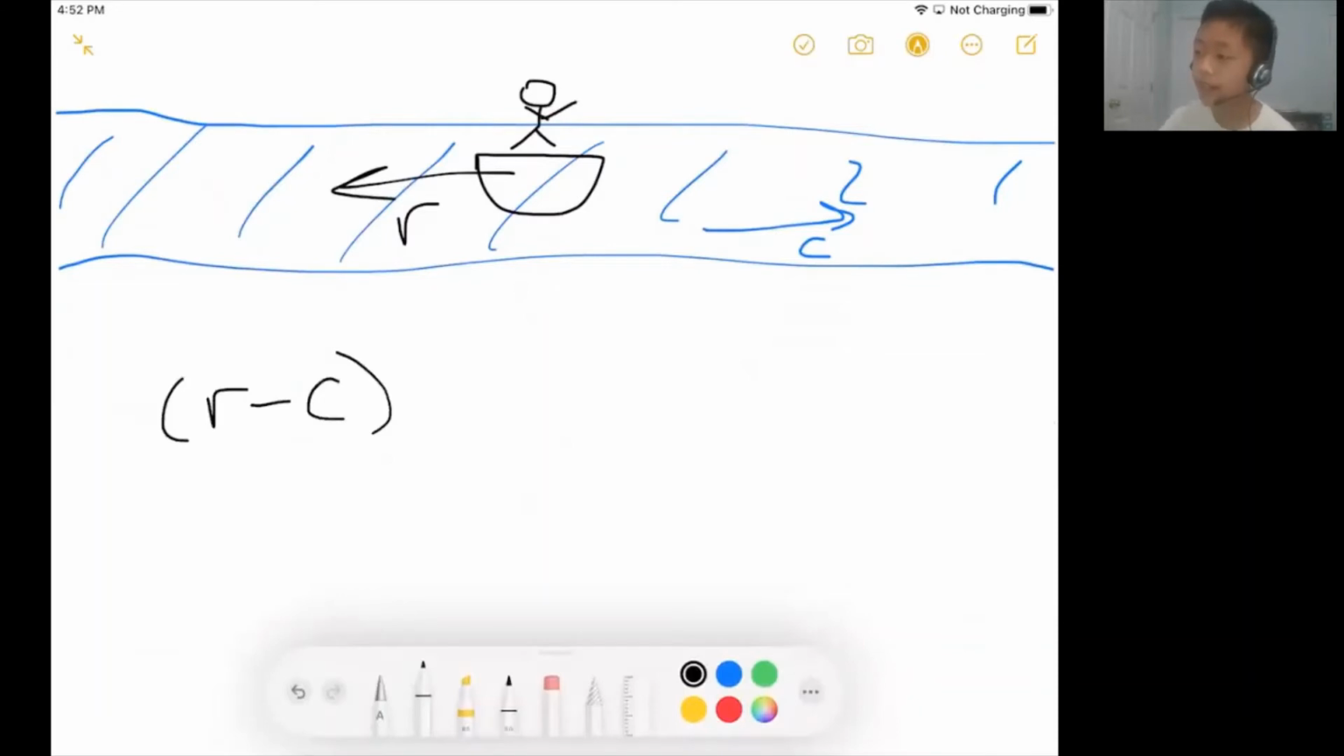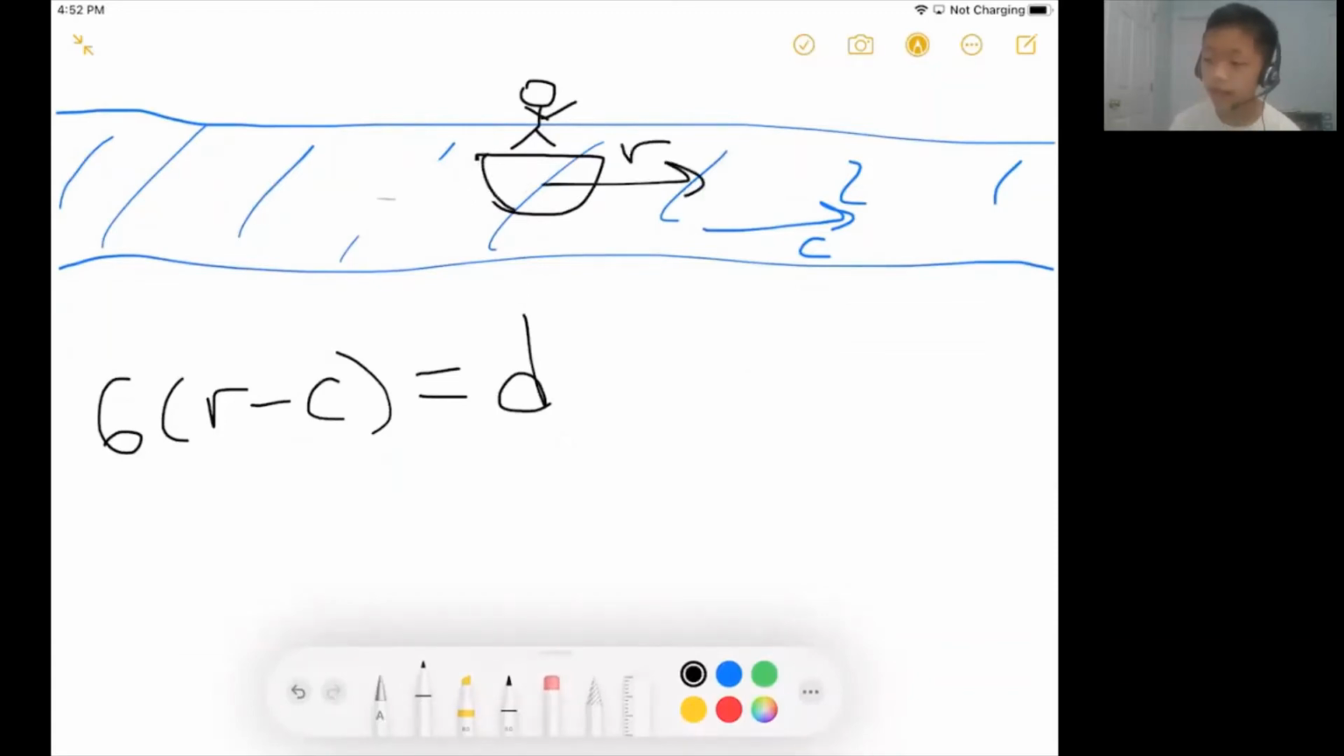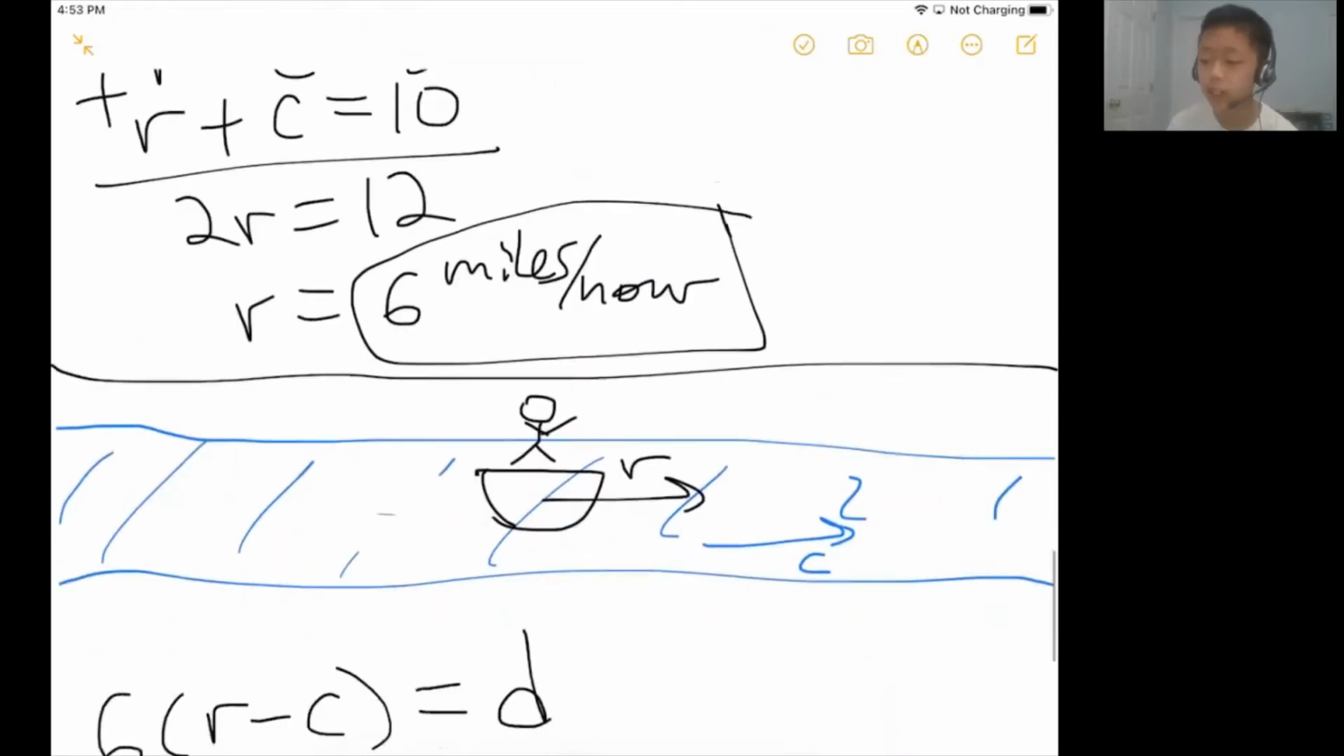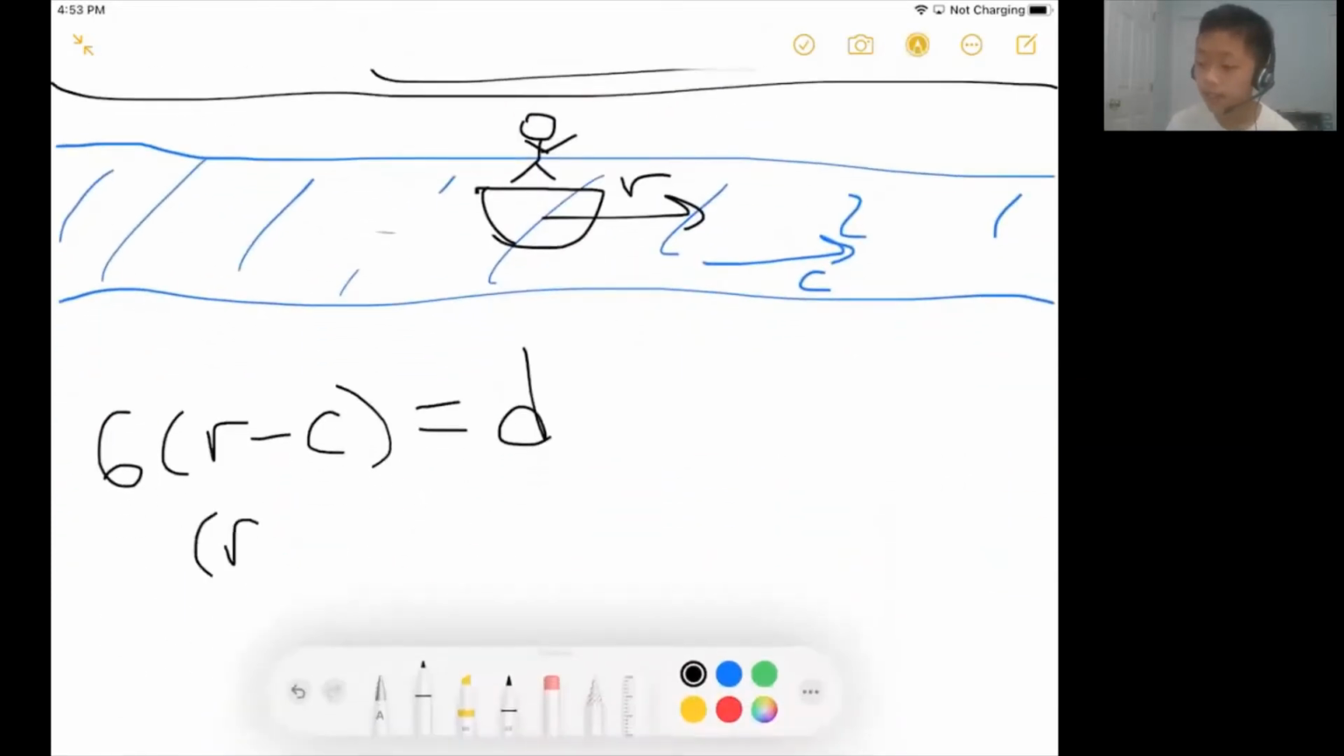We're given that it takes him 6 hours to travel a certain distance. So we would say 6 times (R minus C) is equal to D, where D is that certain distance. Now when Jake is traveling downstream, in the other direction, he only takes 3 hours to travel that same distance. As we found in the previous problem, R plus C is the speed when he's traveling with the current, because the current is helping him since they're both moving in the same direction. So R plus C is the total speed.